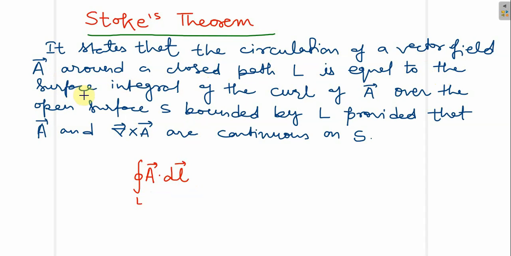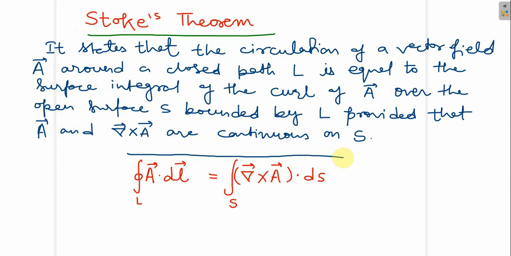Now this is equal to the surface integral of the curl of A. The curl of A is represented by del cross A. And the surface integral of this del cross A is written with dot ds. So this one is equal to this. This has the relation, meaning a line integral can be converted into a surface integral and vice versa.